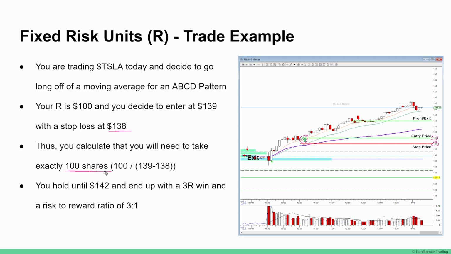Very easy math. Now, if you hold until 142 and you exit all of your position right there, you will have made $3 while risking $1. So we say you made 3R and you had a risk to reward ratio of 3-to-1. So that's just a real world example of how it works trading in fixed risk.